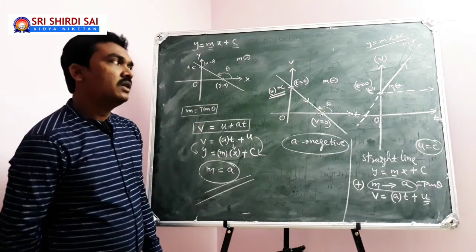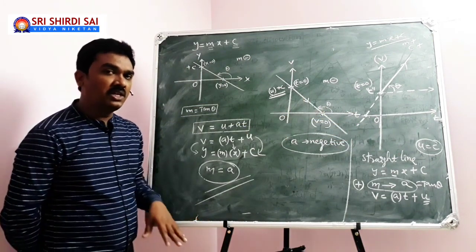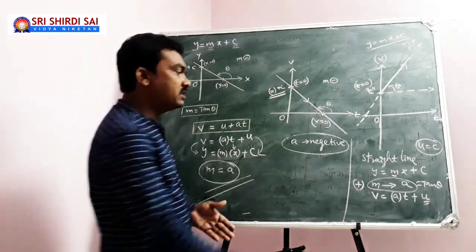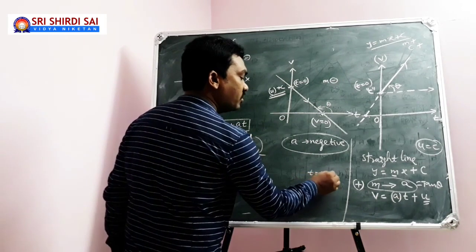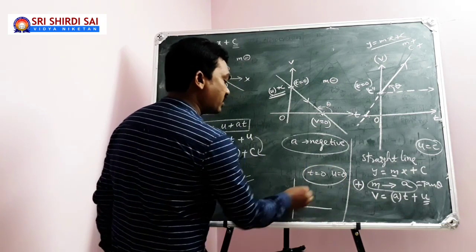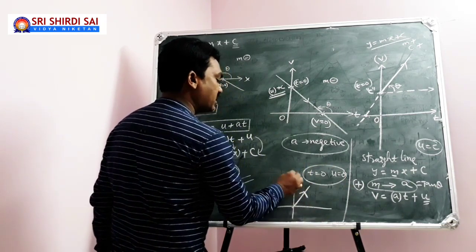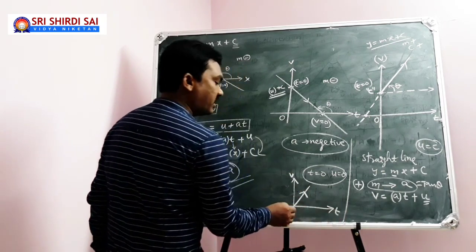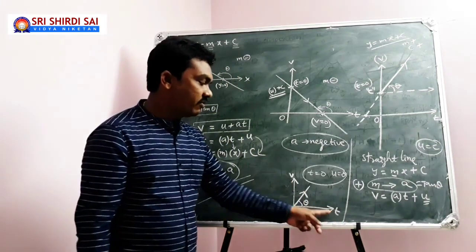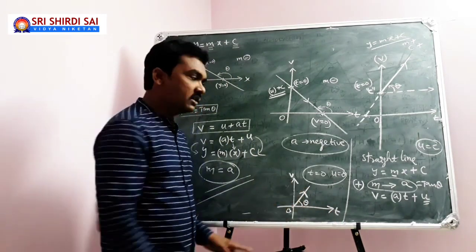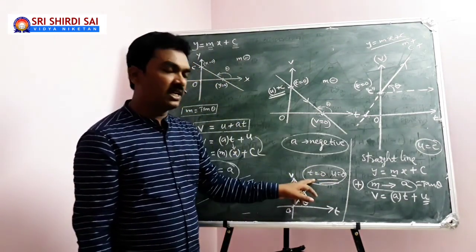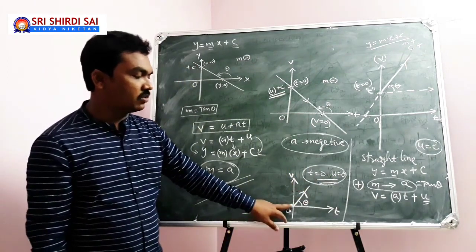You may say, sir, my body starts from rest. The initial velocity of the body is 0. My body has started from rest, means at t equal to 0, u equal to 0. Whenever a body starts from rest, your straight line will pass through origin on the velocity time graph. If your body starts from rest moving with constant acceleration, then the velocity time graph will be a straight line passing through origin, because when the body starts from rest, v equal to 0 at t equal to 0. So your graph will pass through origin.